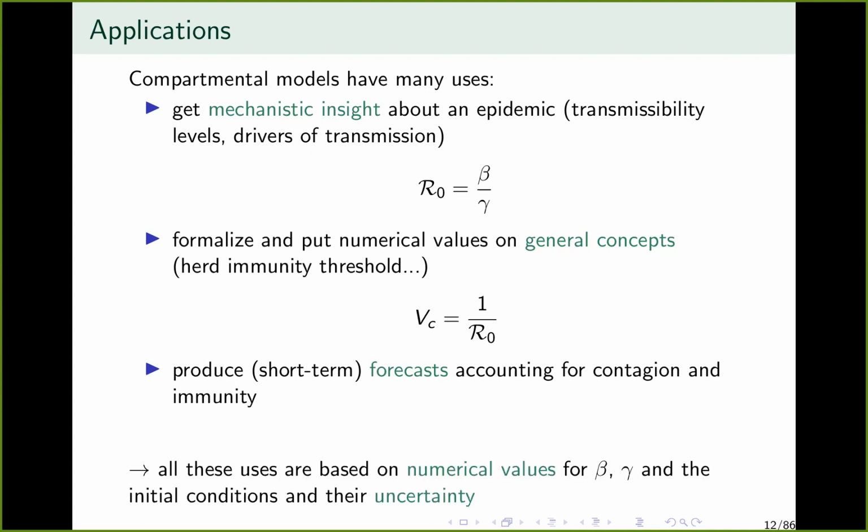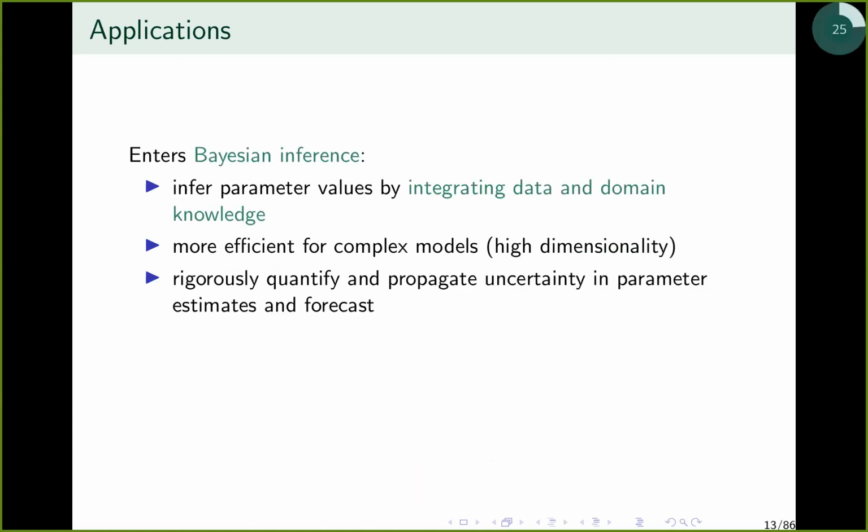But all of these things that you can do with these models are used on the numerical values of beta, gamma, and all the initial conditions, and most importantly, the uncertainty. And this is where Bayesian inference becomes really important, and that's where it goes into the problem of Stan and everything. You can infer the parameter values from data, integrating the data and the domain knowledge under the form of the priors.